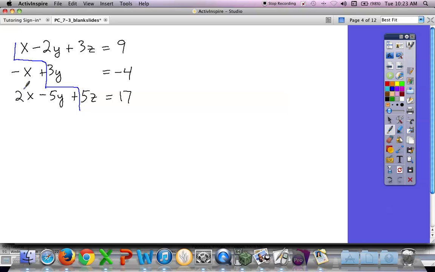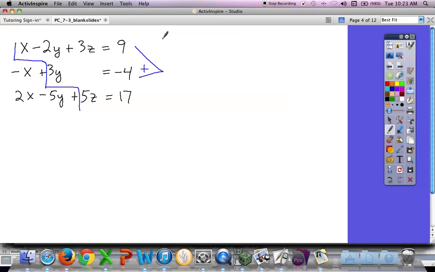So what combination of these two could I do that would eliminate this? How about if I just add them? x plus negative x cancels. So the first step would be, let's add the first and the second equations, like we do in elimination, and put the result in the middle row. So add these two and put the result in the middle. Now, we won't change the first equation or the third equation. They stay the same for now.